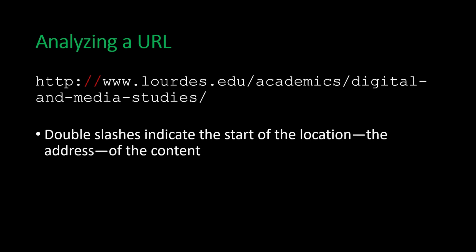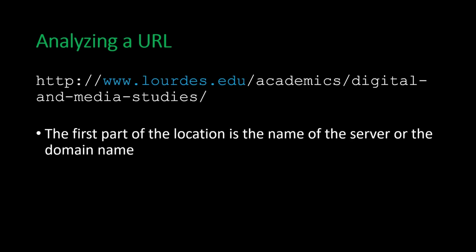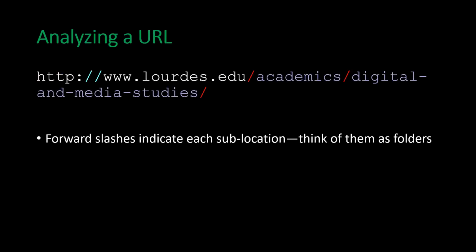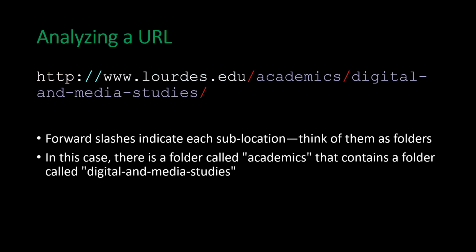The two forward slashes indicate the start of the location, the address of the content. The next piece of the location is the name of the server or the domain name. And then the forward slashes indicate sublocations. Think of these as folders. So in this example, on the server called lords.edu, there's a folder called academics. And then within that folder, there's another folder called digital and media studies.